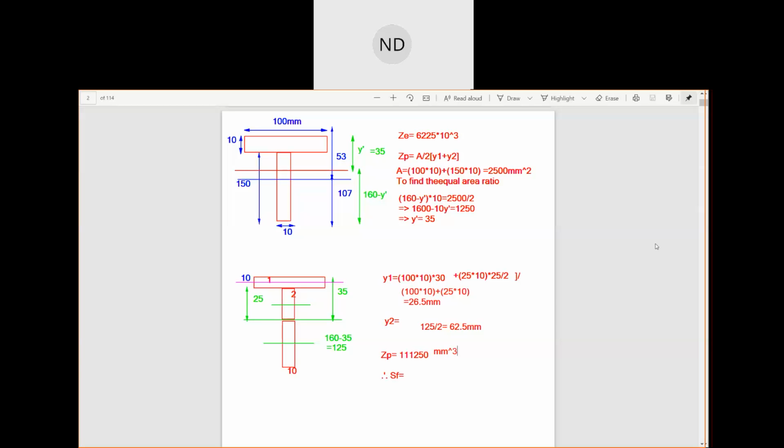How much is your shape factor? Who got how much? The shape factor, ZP by ZE?